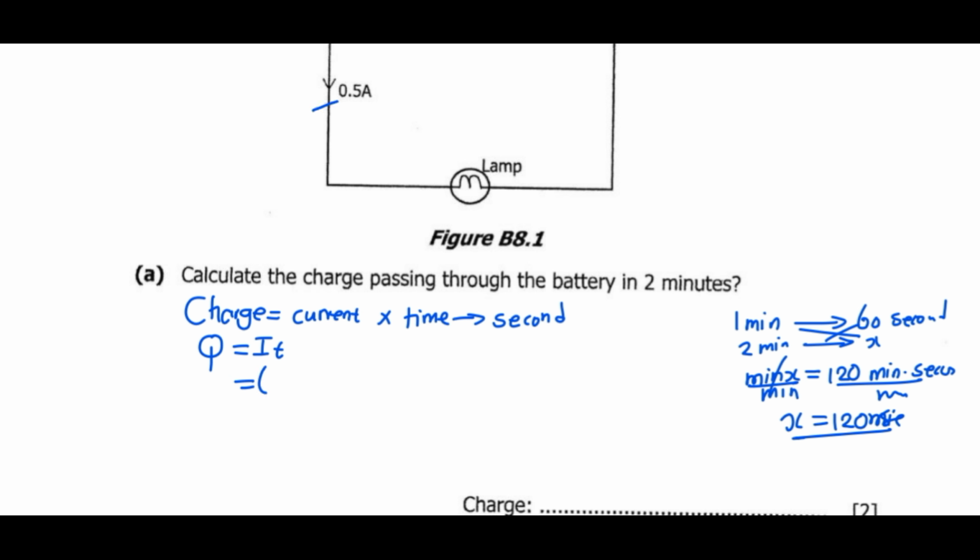Remember, current here is 0.5 amps times our time, which is 120. So 0.5 times a number is just half of that number. So 120 times 0.5 is just half, which is 60. So our answer is 60. Remember, the unit for charge is coulombs.